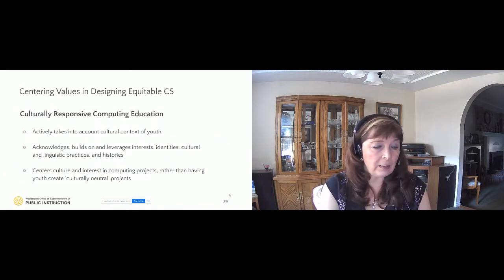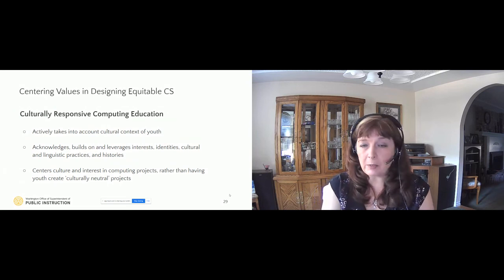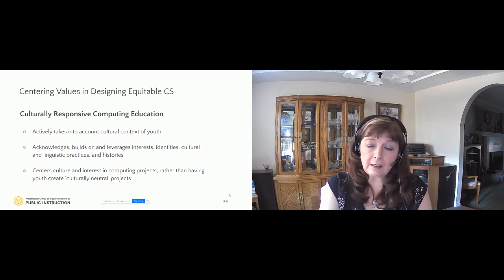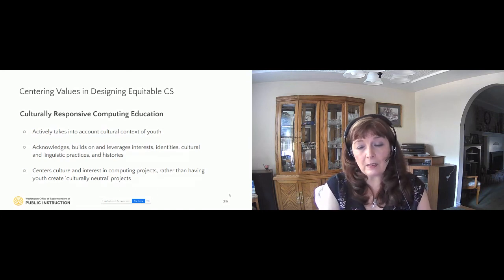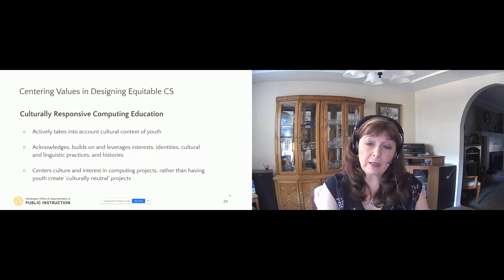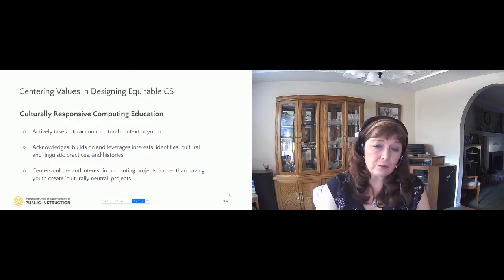Also, really looking at culturally responsive computing education. I know that we're coming out with some CCDEI, culturally competent and diversity, equity, and inclusion. We're looking at more of those standards and how to integrate and make sure that those are addressed in everything that we do. Really acknowledging students for their experiences and also their past knowledge.